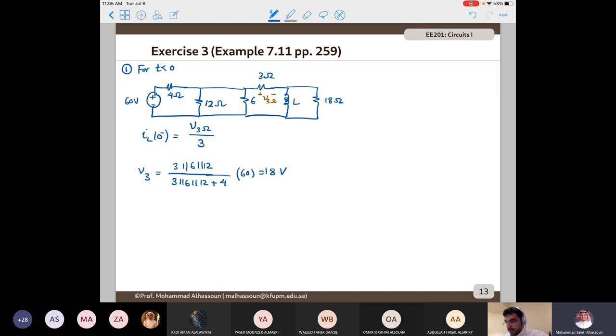It's 18 volts. So IL, the initial value of the current, is 18 divided by 3, which is 6 amperes. Okay, the green. Let's take this. Okay, let's see what happened.